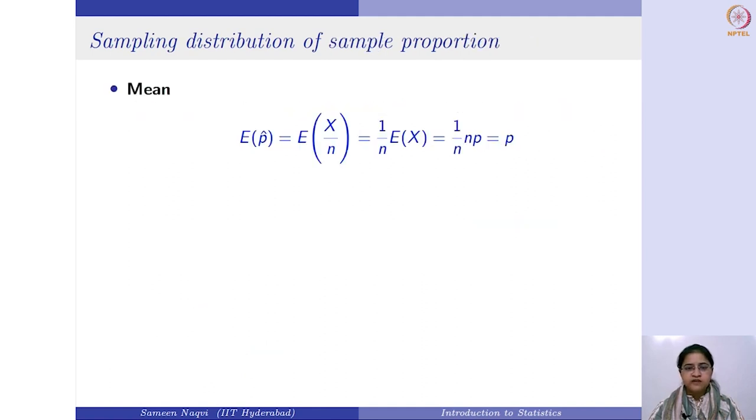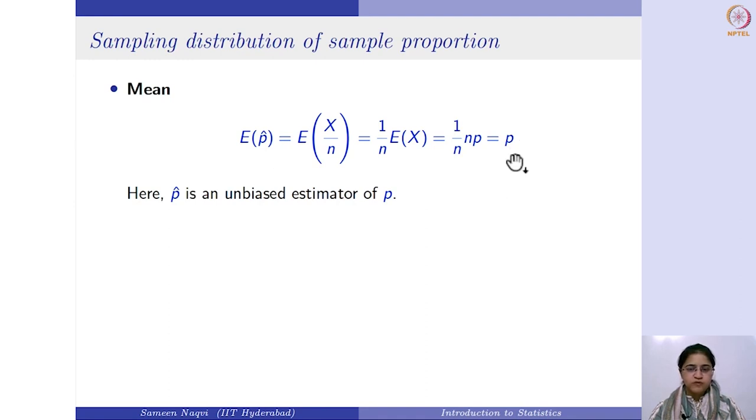Okay. So if I have to find the mean of p hat, instead of p hat we can write x by n. Again, we know that n is a constant, it can go out: 1 over n expectation of x. Now, since x is following binomial distribution, expectation of x will be np, and n will cancel out, you will have p only. So expectation of p hat is p, so it again has that characteristic of unbiasedness, because this is a sample proportion and you are getting a population proportion, okay?